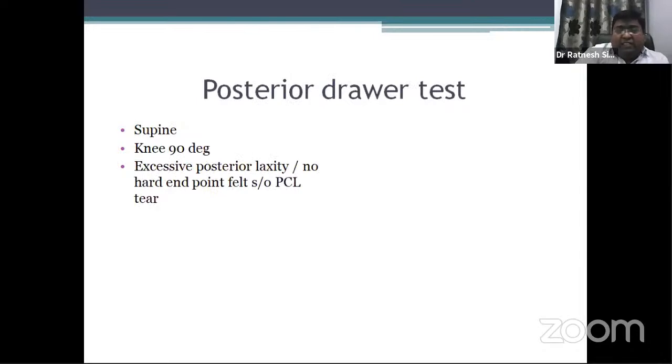Now, posterior drawer test is done to check the integrity of the PCL. It is done in supine position, knees flexed at 90 degrees, hip at 45 degrees, like in the anterior drawer test. And the tibia is pushed posteriorly. Excessive posterior laxity and no hard end point is suggestive of PCL tear.